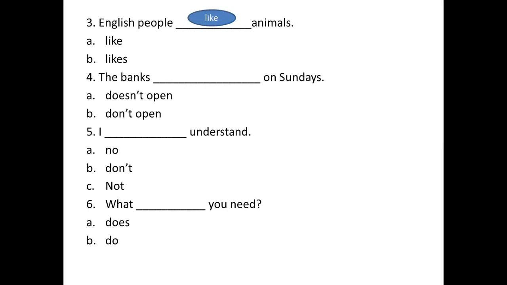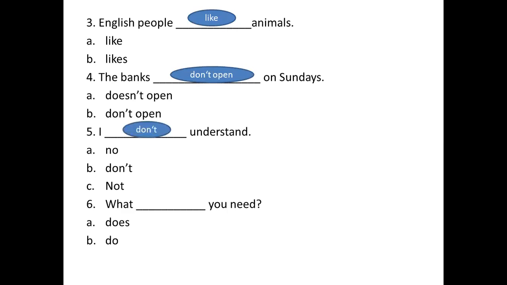Very good. Number 4, the banks blank on Sundays. This is negative. The subject here is banks, and it is plural. So once again, when the subject is plural, you have to use what auxiliary verb? Don't. So the banks don't open on Sundays. Number 5, I blank understand. Can you say, I know understand? Absolutely not. So you will say, I don't understand.